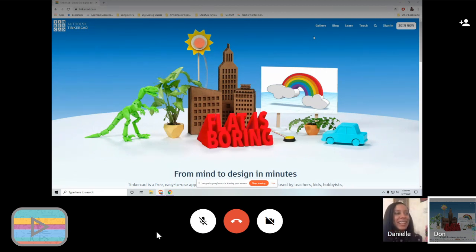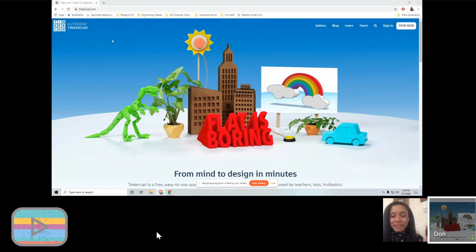So Tinkercad is made by Autodesk, or it's sponsored by Autodesk, I guess I should say, which is the company that we use for our computer-aided design program. That's what CAD stands for in our engineering technology classes. And so this is a great introduction into that computer-aided design world. The computer I use at school is my desktop that's there, and I don't have that with me, or else I'd show you that program as well.